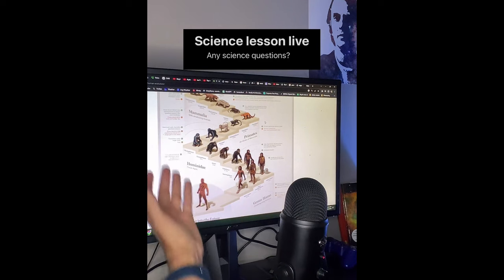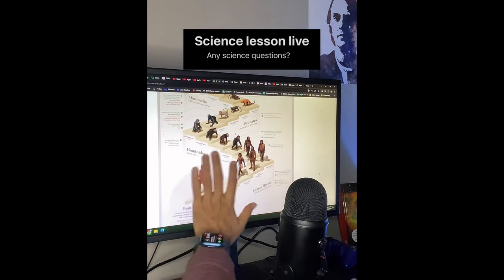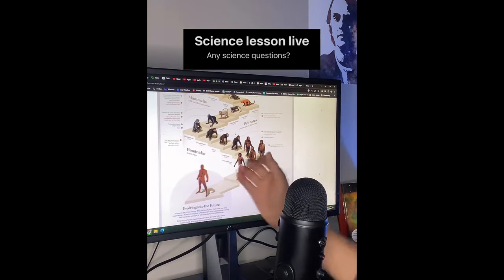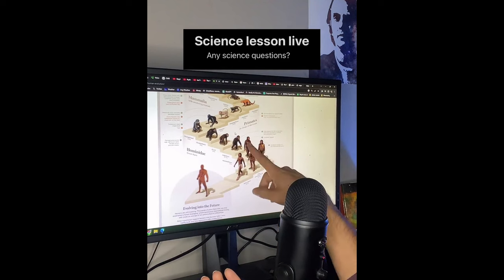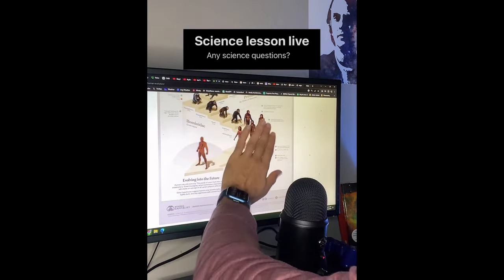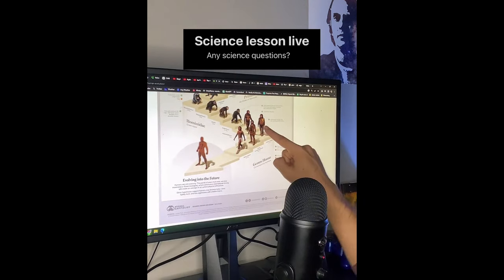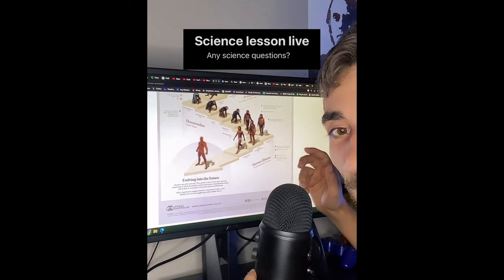The first apes about 30 million years ago, Proconsul, and then chimpanzee-like species, Ardipithecus, the first humans about 4 million years ago, right? Australopithecus afarensis. And the first human species about 2 million years ago. Remember, humans are only 2 million years old.